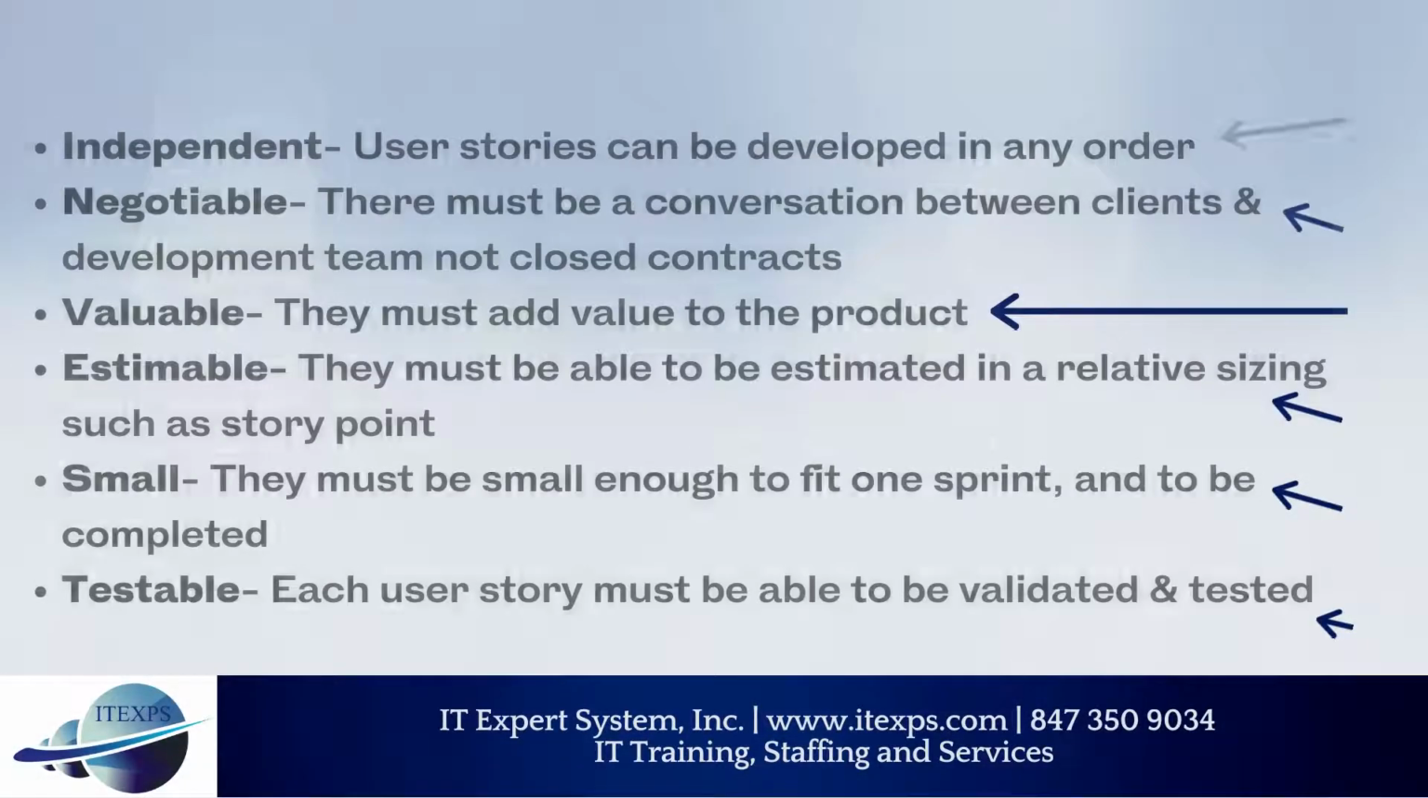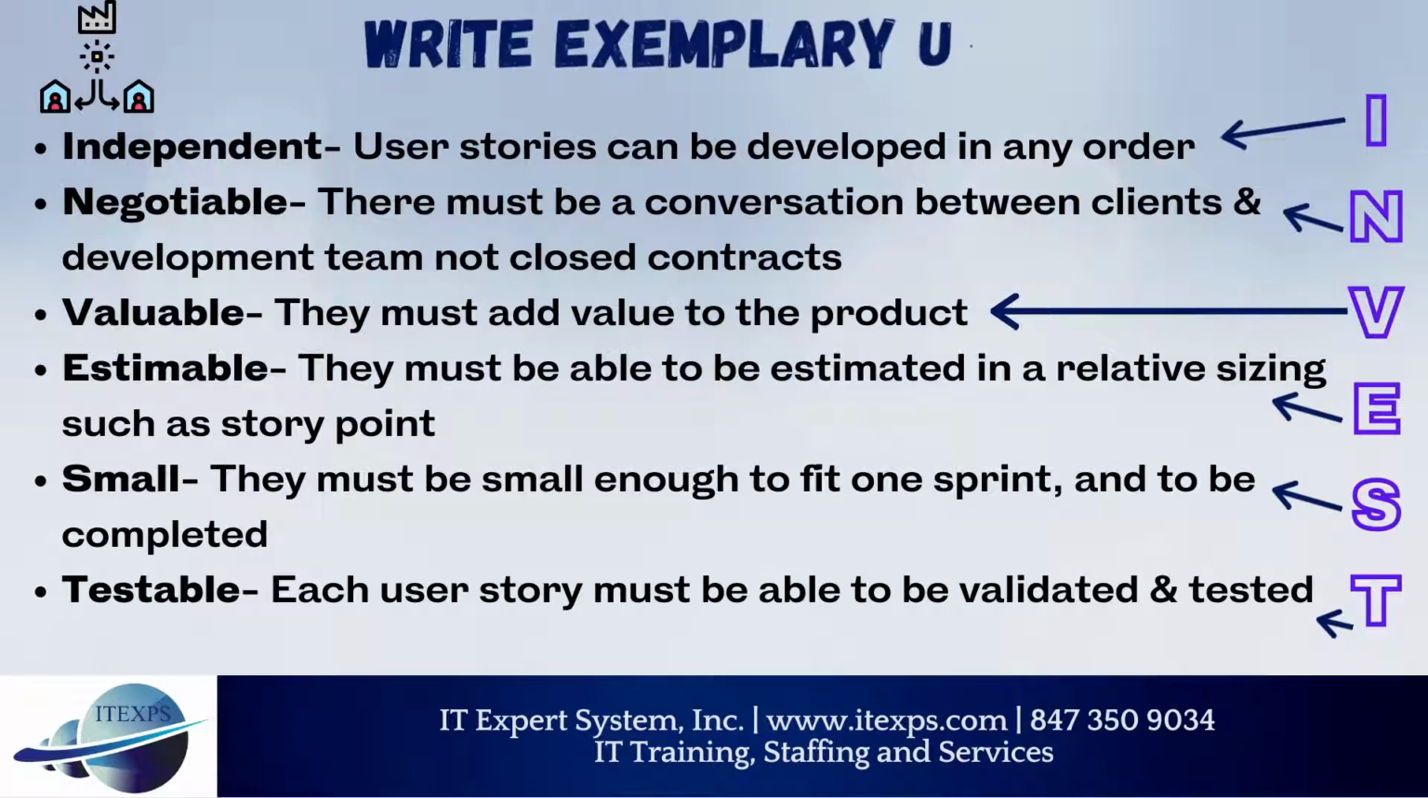Given how essential user stories are to the Agile approach, they bring many benefits to the project. However, it's important to write them accurately. Good user stories follow the INVEST criteria. Let's break it down. Independent, meaning a user story is independent from other user stories, they can be developed in any order. User stories are negotiable, there must be a conversation between clients and the development team, not closed contracts. So, the conversation remains open.